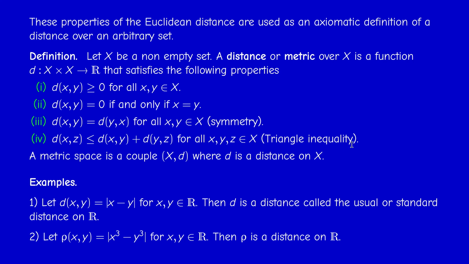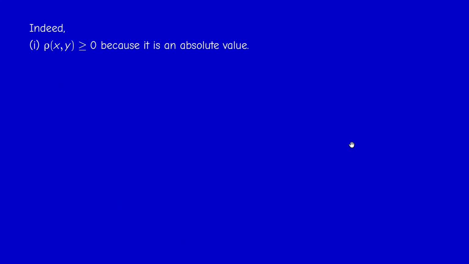So first property is trivial because it's an absolute value, so non-negative. It is 0 precisely when x cubed minus y cubed in absolute value is 0, and this happens if and only if x equals y, because when x cubed minus y cubed equals 0, then x cubed equals y cubed. So, right?